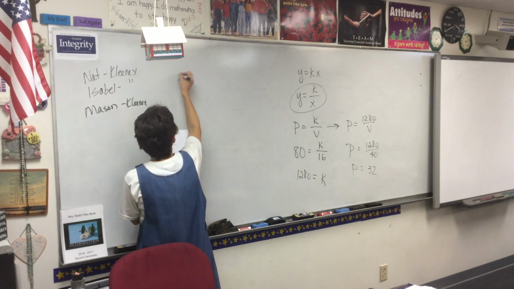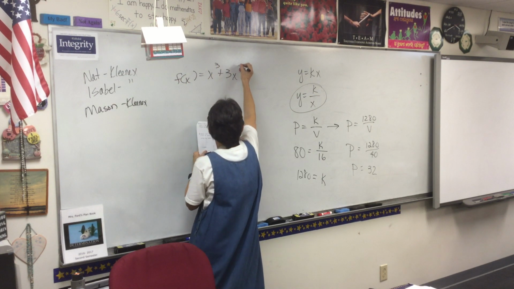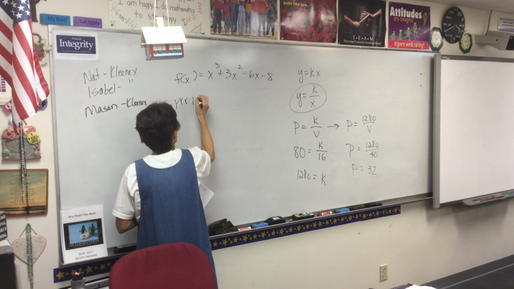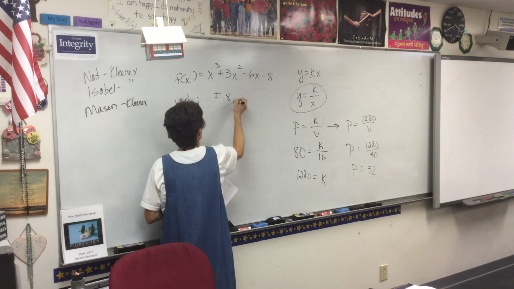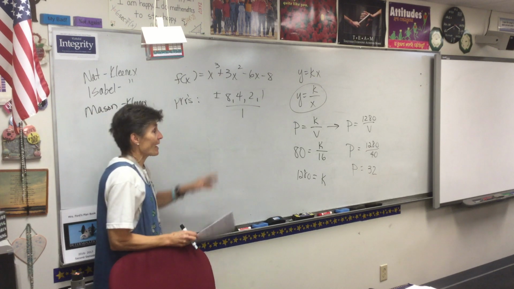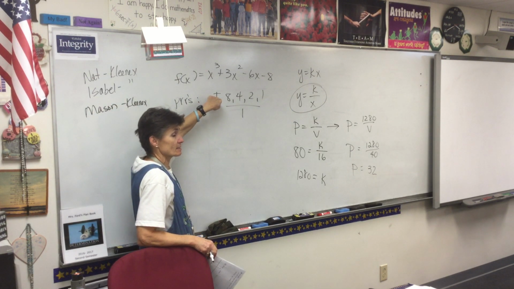Consider this thing. What are the possible rational roots? 8, 4, 2, 1. Plus or minus, don't forget that part. 8, 4, 2, and 1 over 1. That's worth points on the test, so don't forget the plus or minus.